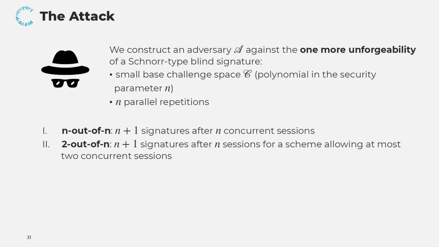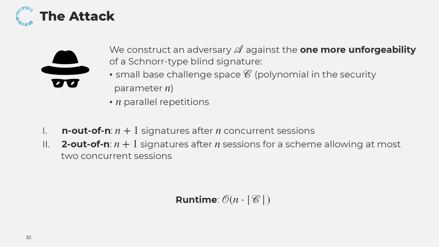The second variant is called 2 out of n, and as in the previous case, the attacker will output n+1 valid signatures after finishing n sessions, with the difference that in this case, the system only allows 2 concurrent sessions at a time. So the difference between the two is the number of concurrent sessions allowed.